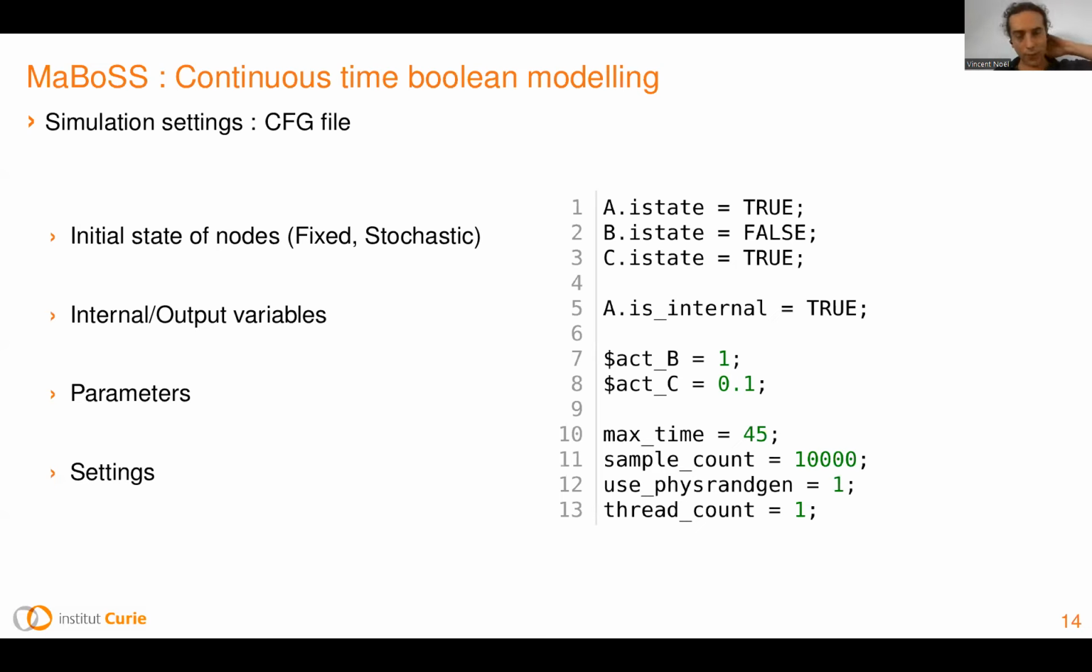And then we have pure simulation settings. So how much time we want our simulation to go for. Sample count is the number of individual simulations which will be used to compute the probabilities. And then we have other settings like the kind of random number generator we want to use, or thread count, or if we want to have simulations in parallel using multiple cores in your CPU.